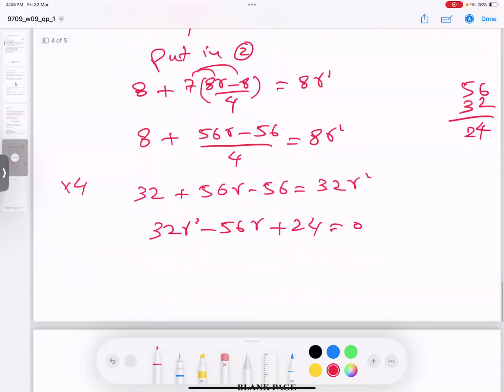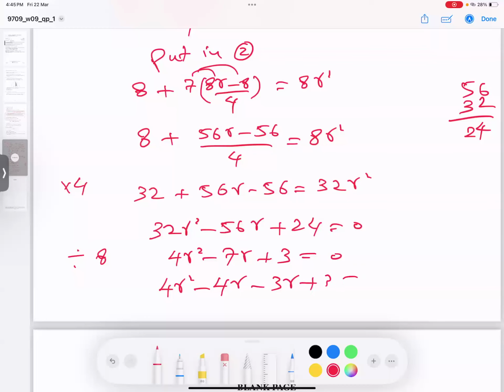Okay. And divide the whole equation by 8. 8 4s are 32, 8 7s are 56, 8 3s are 24. So now I can factorize, or I can apply the quadratic formula. So I think minus 4r and minus 3r plus 3 equal to 0.